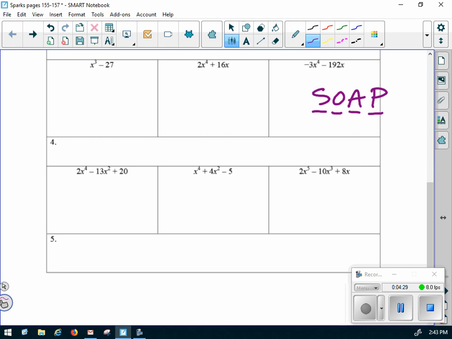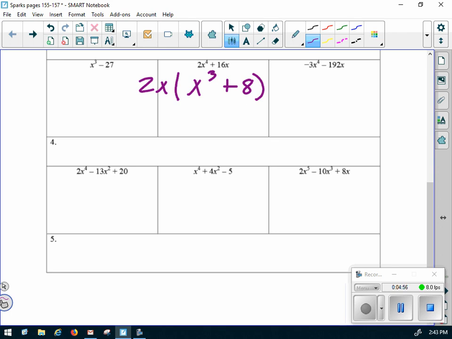Is there a GCF? What is it? 2x. Factor out 2x, what are you left with? That's a binomial. The only way you know how to factor a binomial is if it's a difference of 2 squares or a sum or difference of 2 cubes. Is that any of those? Good. It's a sum of 2 cubes.